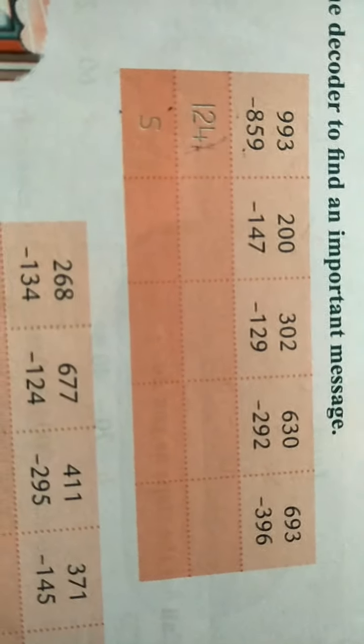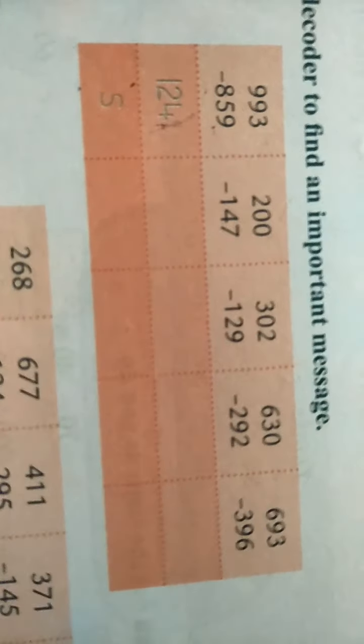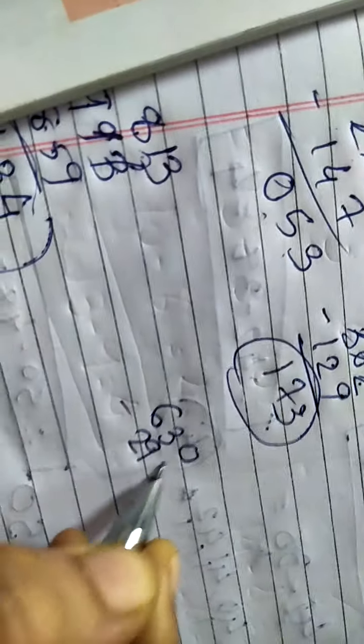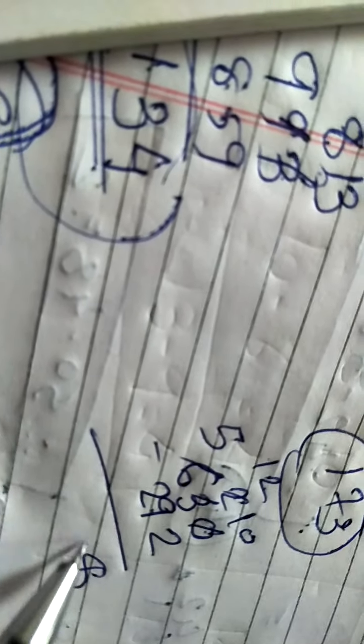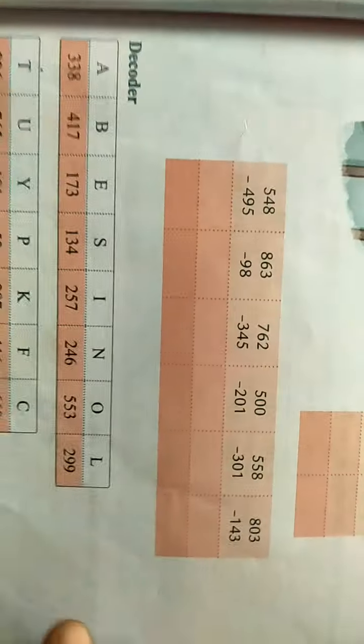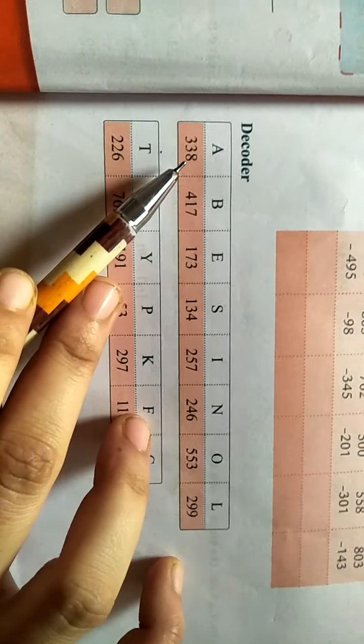Your fourth, 630 minus 292. 0 minus 2 not possible. 10, 2, 12, 5. I don't think I need to explain this. Now we better know what subtraction is after practicing so many things. Okay, so 10 minus 2, 8. 12 minus 9, 3. 5 minus 2, 3. So your next answer is 338. Decode 338. Yes, it is A. 338 means A.